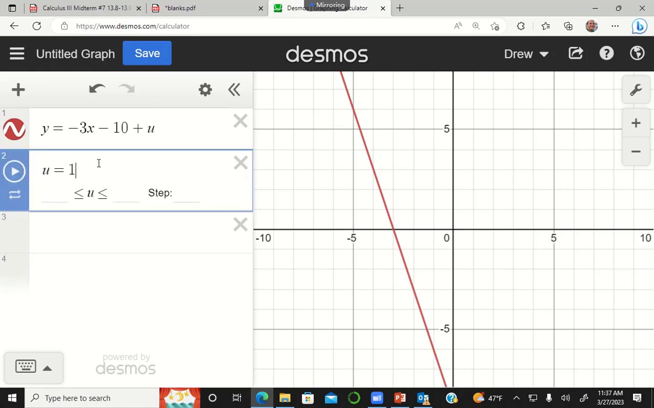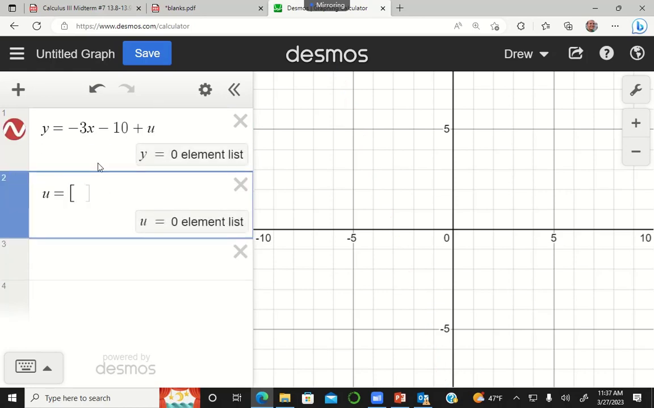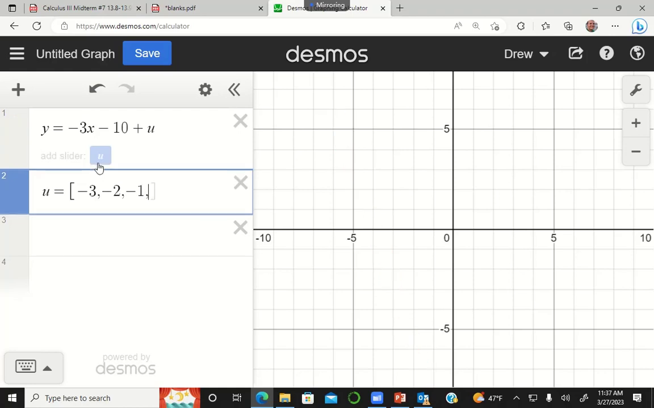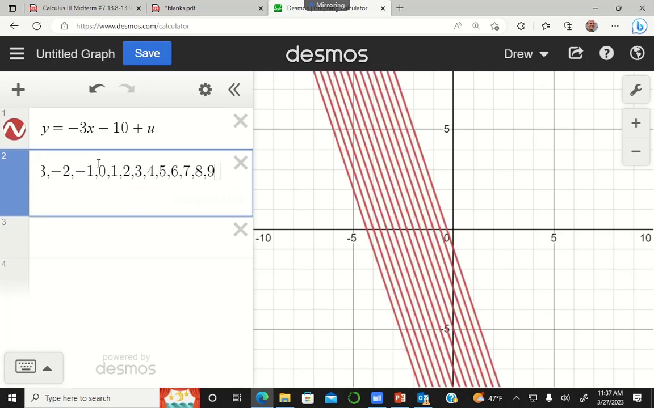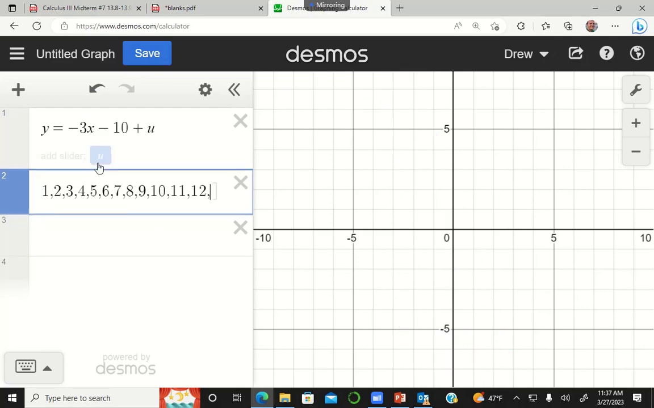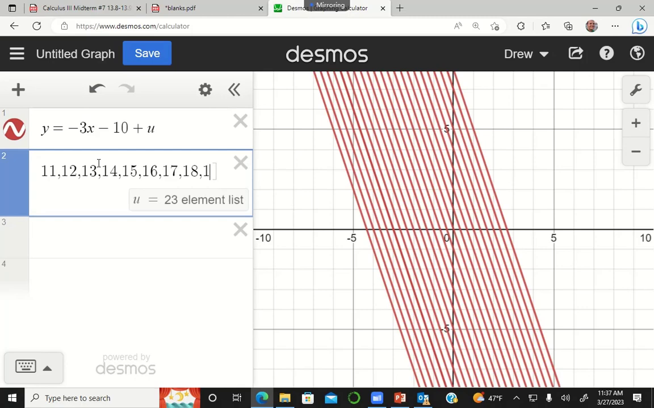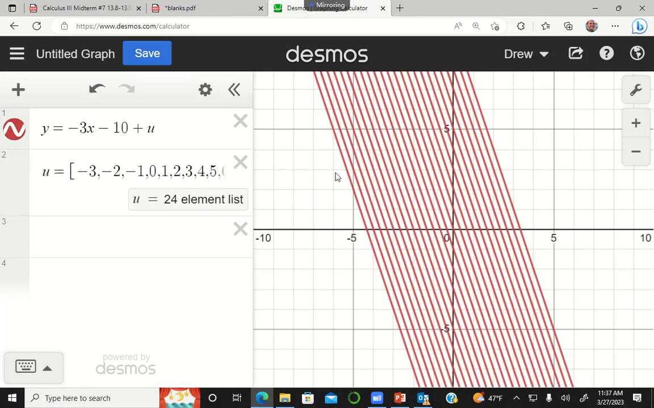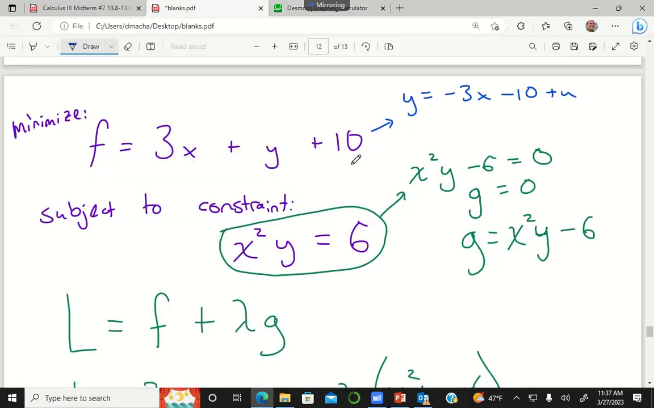And then to make a bunch of level sets in Desmos, you can just make u negative 3, negative 2, negative 1, 0, 1, 2, 3, 4, and so on up to 20. There we go. So those are the level sets of my f function, subject to this constraint, x squared y equals 6.